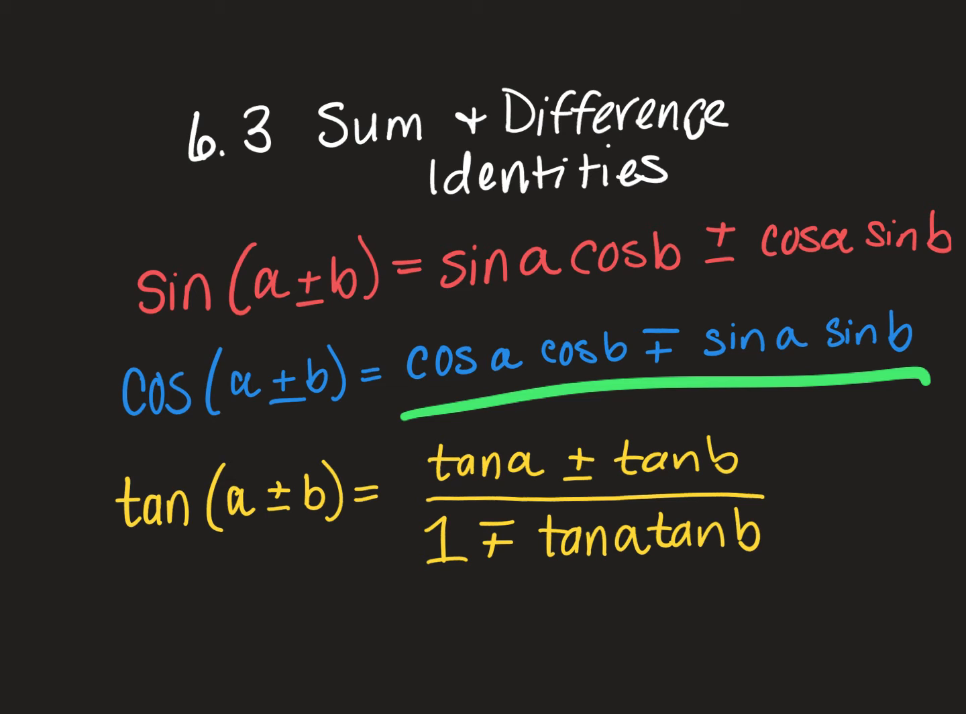So, for example, 15 degrees, right? But we can write 15 degrees as a sum or difference of things that we have on the unit circle. For example, if we use 45 degrees and 30 degrees, 45 minus 30 gives us 15. So basically, we're just going to be plugging these values into these formulas to find the exact values of angle measurements that aren't directly on our unit circle.